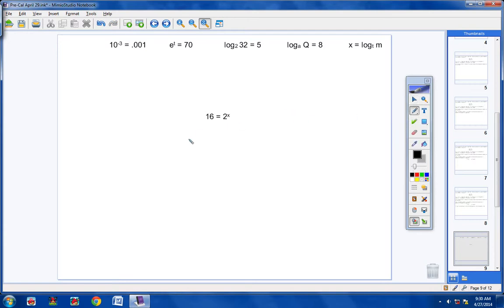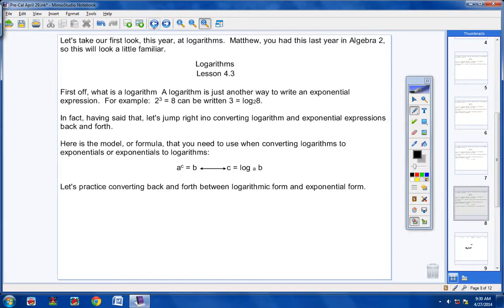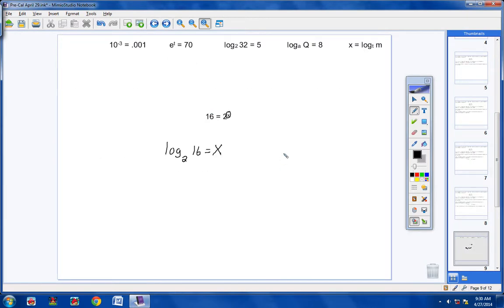So here we go. Remember, whatever your base is, it stays the base of the logarithm. And whatever is all by itself, in this case it's 16, that's what you take the logarithm of. And then your exponent, whatever your exponent is, always goes over here. Now I think in the model I gave you, it was written like this: x equals log base 2 of 16.